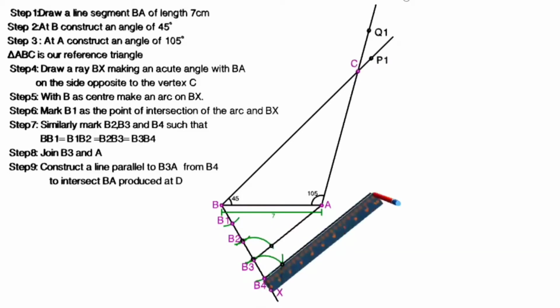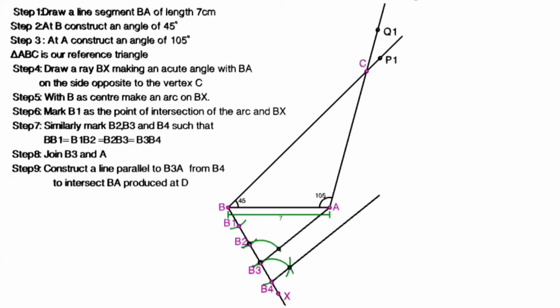and I join B4 to this arc and produce it. Now this line that I have drawn, the parallel line, had to intersect BA, but since it's not, I'll just produce BA so that it intersects the parallel line at point D. Okay, so the point of intersection of the parallel line and BA produced is D, which is the second vertex of my required similar triangle.